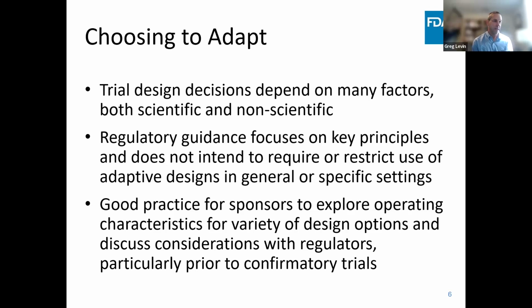But that being said, it's really good practice for sponsors to explore the operating characteristics for a variety of design options and to submit that information to discuss considerations related to that evaluation with regulators, particularly when we're talking about planning of confirmatory trials.